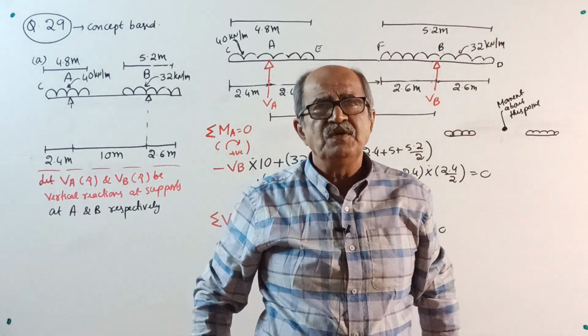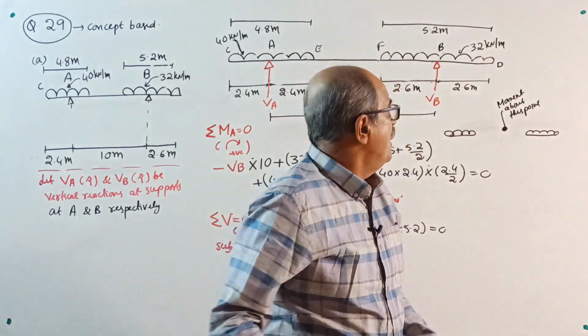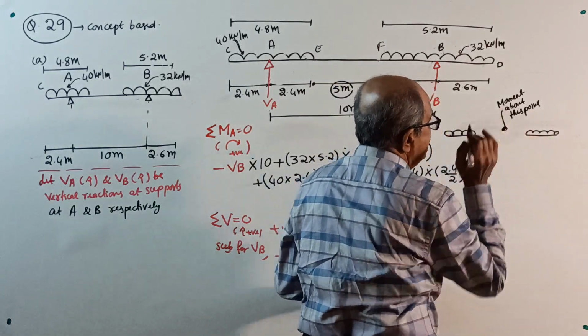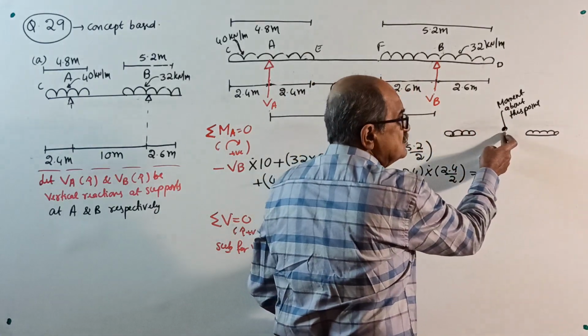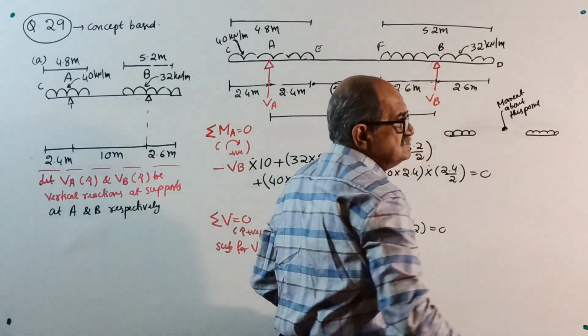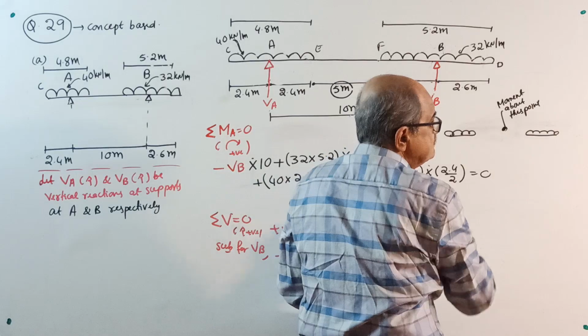Come to UDL. Make a note here. When you take moment about a point, imagine you want moment about this point. There is a UDL on this side. It can come up to here also, anywhere. Or the UDL is on that side. Even the UDL can come up to here, no problem. But it is on this side.